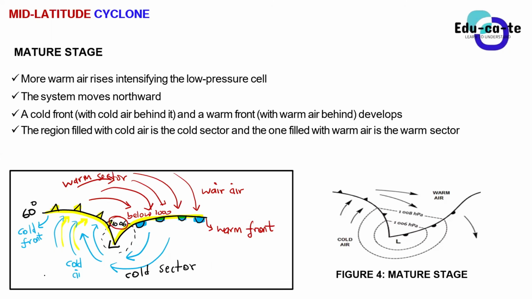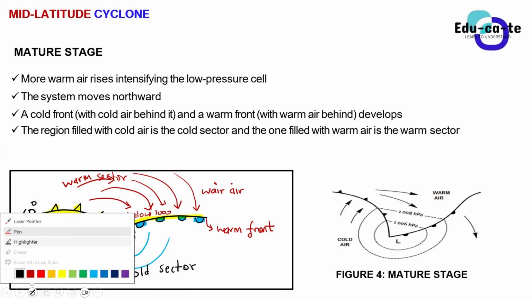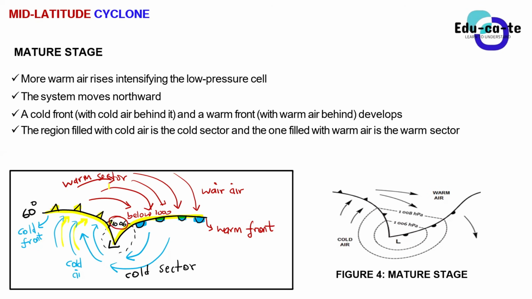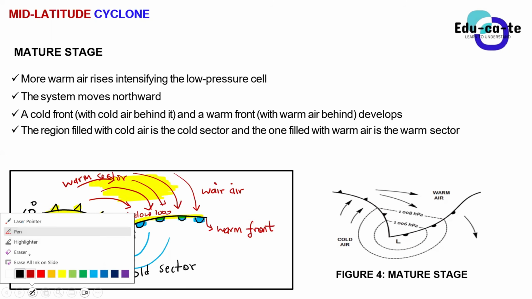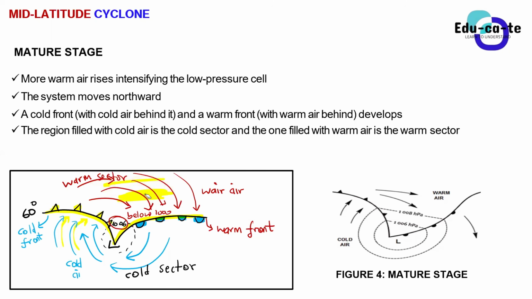Okay, so if you look at the plan view, do you see that the warm air is only found in this region that I'm highlighting in yellow? This is where the warm air is found, and it's behind the warm front. Ahead of the warm front, what type of air are we finding here? Cold air again. It's part of the cold sector one more time.